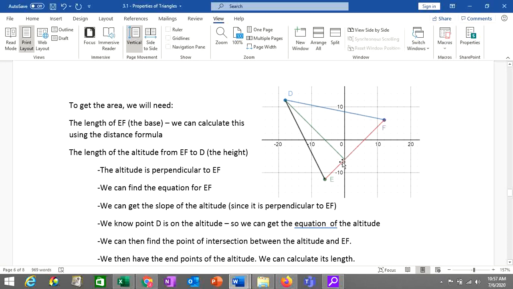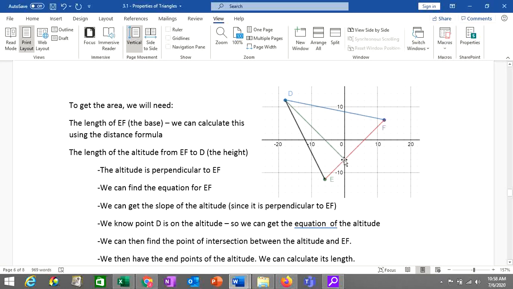So if we were to get the equation of EF and the equation of the altitude, we could find the point of intersection by solving a linear system. Okay, so how can I get the equations of these lines? Well, EF is pretty easy. You have 2 points, so you can do what we just did in the previous question, right? m equals y2 minus y1 over x2 minus x1. You can find the equation of this line. But how do I get the equation of this line?